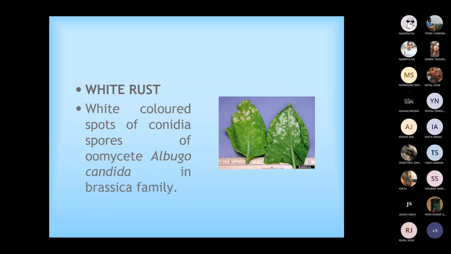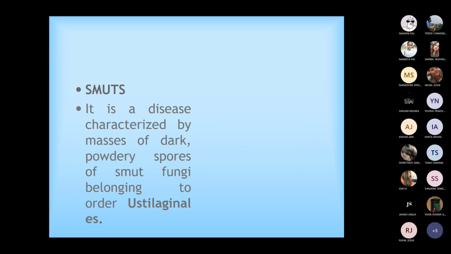Then we have a white rust. White rust of crucifers caused by Albugo candida is very common. So white colored spots of conidia or spores are being produced on the undersurface of the leaves. So we can say that it is a white rust.